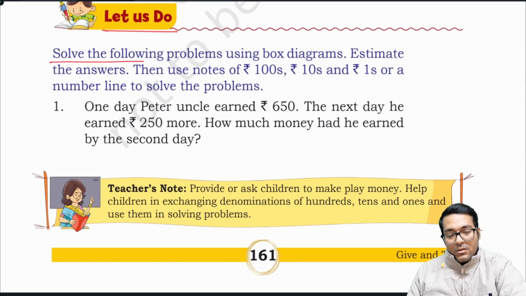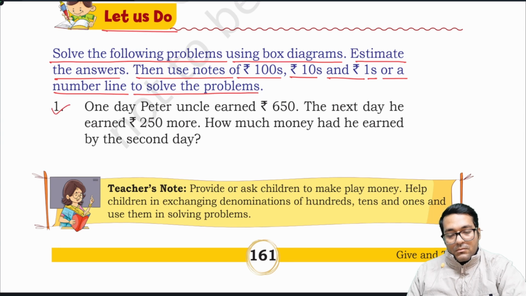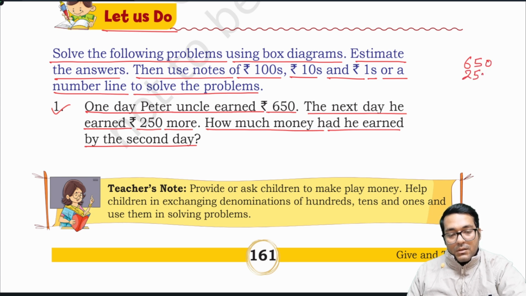Let us do. Solve the following problems using box diagrams. Estimate the answers. Then use notes of rupees 100, rupees 10 and rupees 1 or a number line to solve the problems. 1. One day Peter uncle earned 650 rupees. The next day he earned 250 rupees more. How much money had he earned by the second day? You have to add 650 to 250. You will get 900.